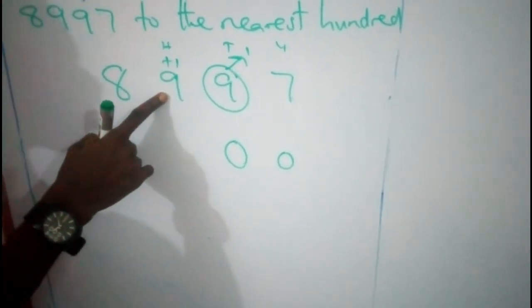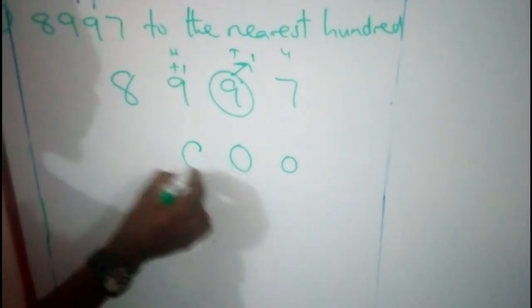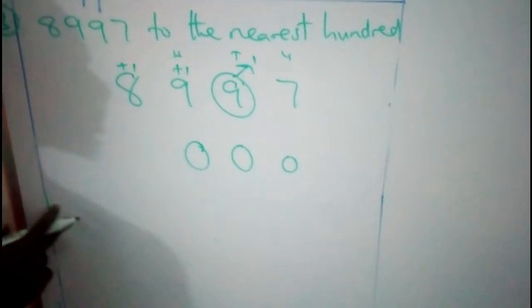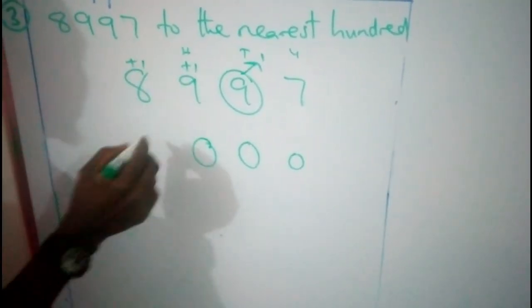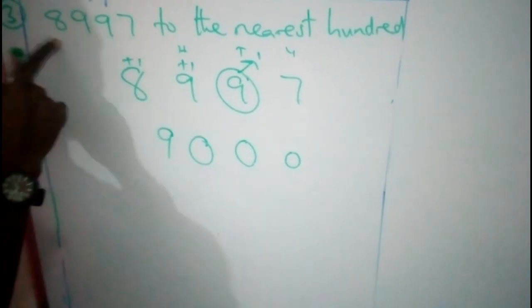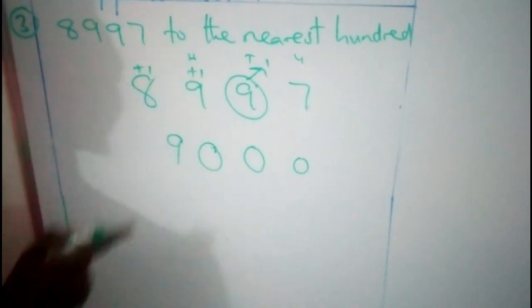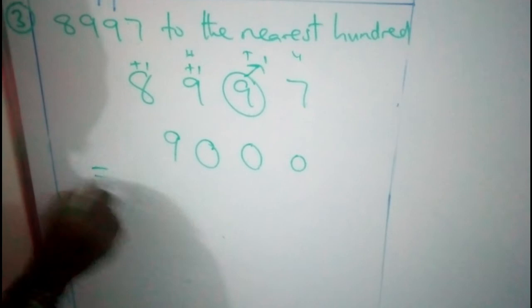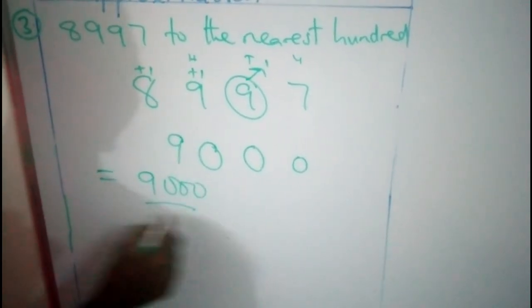But you can't write 10 because it's a 2-digit number. So what do you do? You write a 0 and transfer the 1 to the next digit, and that is 8. So 1 plus 8 gives you what? 9. So 8,997 to the nearest 100 gives you what? 9,000.